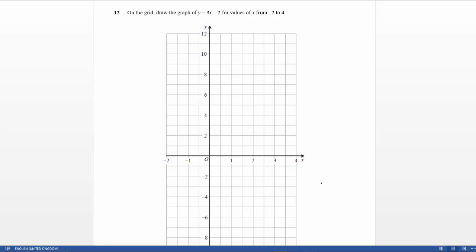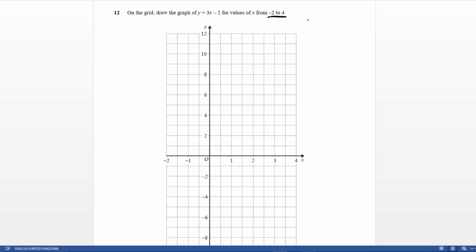Okay, here's another question that a lot of students get stuck on. It says here, on the grid, draw the graph of y equals 3x minus 2 for the values of x from -2 to 4. Okay, so they've given you specific values of x, right? Y equals 3x minus 2 is a straight line. Okay, now they've told us that these are our values of x.